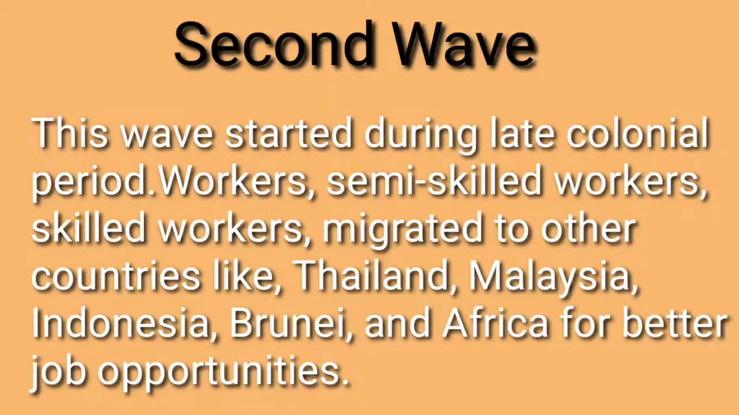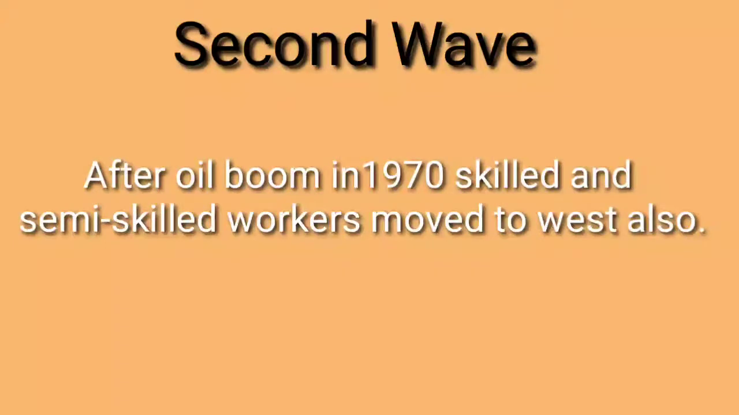Now the second wave of Indian diaspora. This wave started during late colonial period. Workers, semi-skilled workers, skilled workers migrated to other countries like Thailand, Malaysia, Indonesia, Brunei and Africa for better job opportunities. After oil boom in 1970, skilled and semi-skilled workers moved to West also.